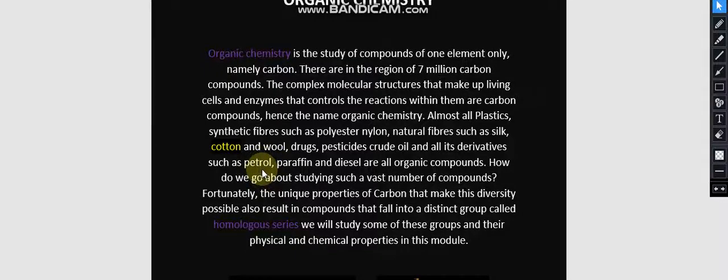If you look at petrol, paraffin, and diesel, and also at wood and stuff like that, when you burn them, they produce carbon monoxide and carbon dioxide. Basically, the oxygen is just coming from the atmosphere, but the carbon itself is coming from the petrol itself, the paraffin itself, the diesel itself, the wood itself, right?